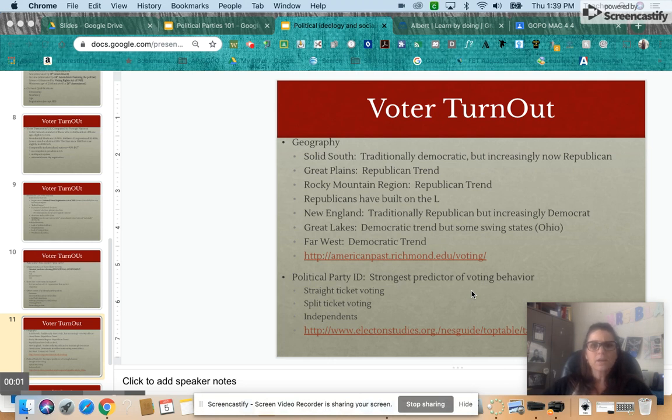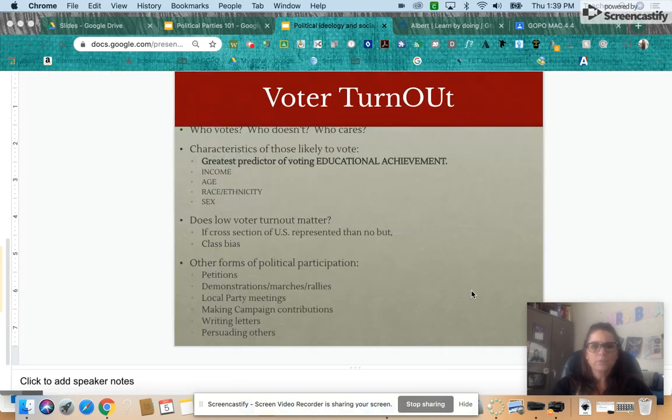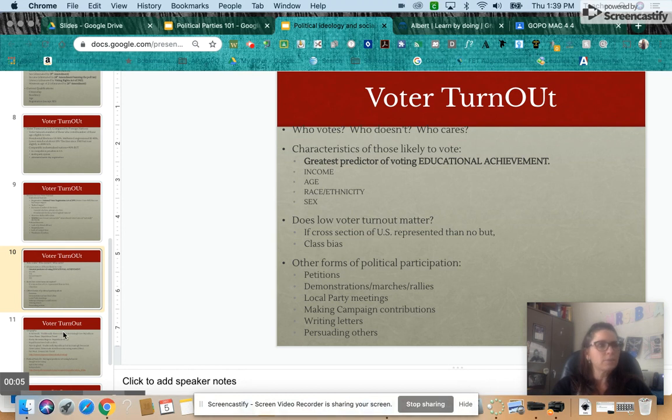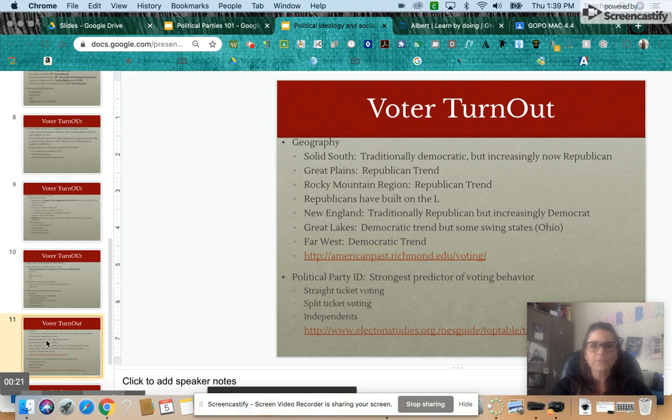Okay, let's talk a little bit about factors that affect how people vote. In this slide, we looked at who is likely to vote, so who actually is motivated enough and has enough political efficacy to go out and cast a ballot. Now let's talk about what affects voting behavior. So first, let's look at geography.